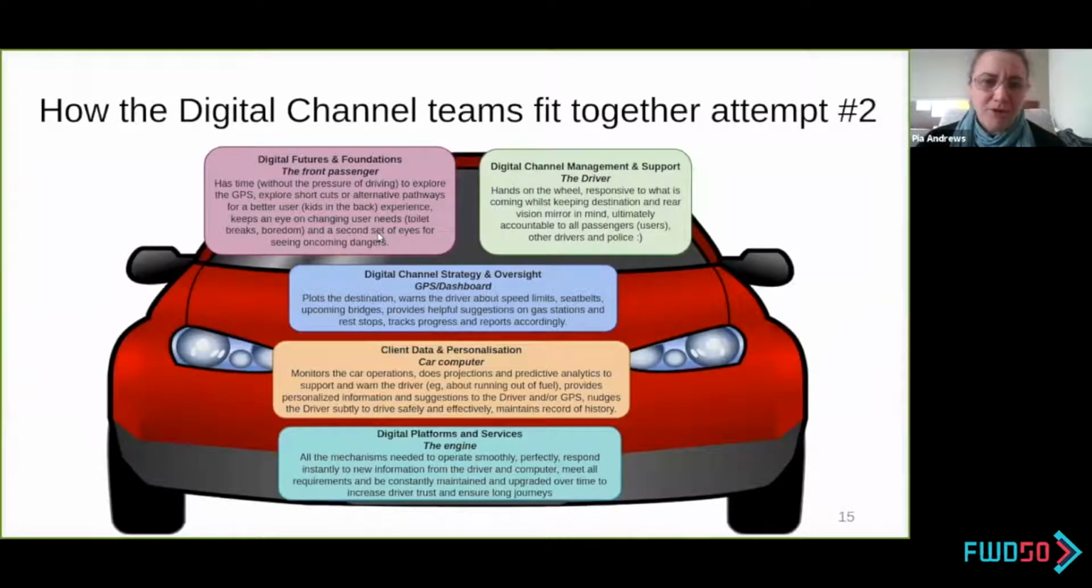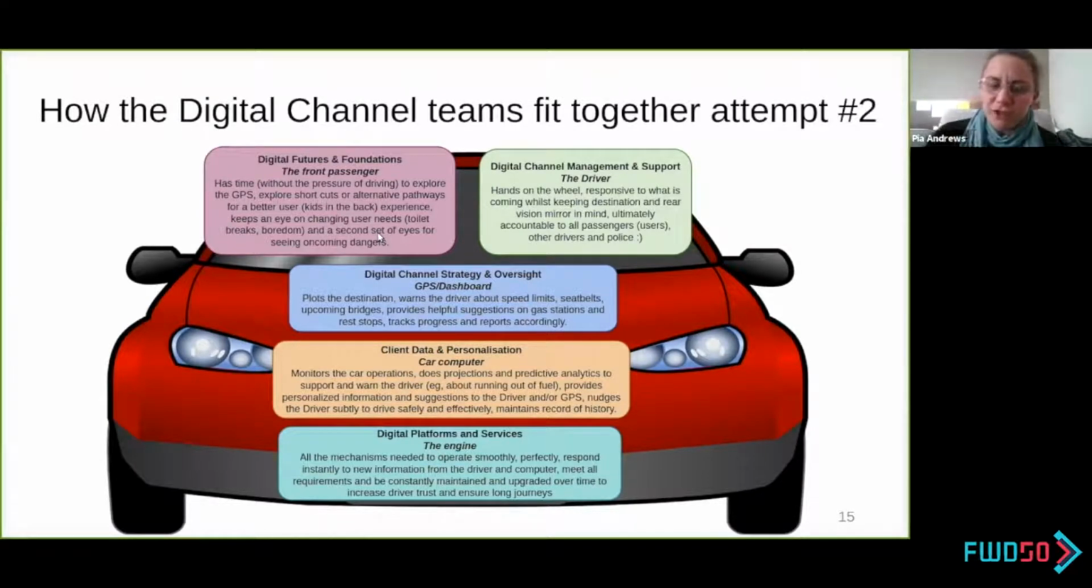There's another operating model of a car, which is kind of a silly, fun one. So the channel management support team are like the driver, hands on the wheel, responsive, ultimately accountable to everybody. The accelerator, Digital Futures and Foundations, is more like the front passenger. They don't have the pressure of actually driving. They can think about alternatives. They can check in with the kids in the back. They can keep an eye on other opportunities, a second set of eyes to see oncoming dangers and areas.